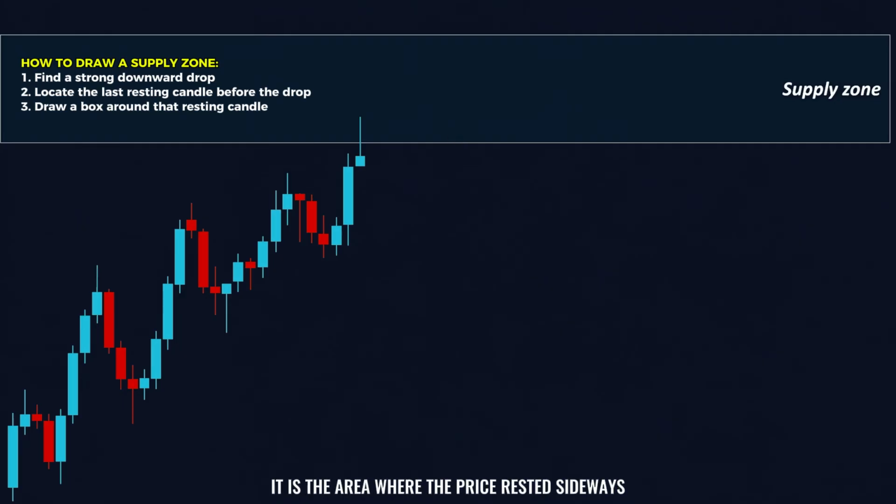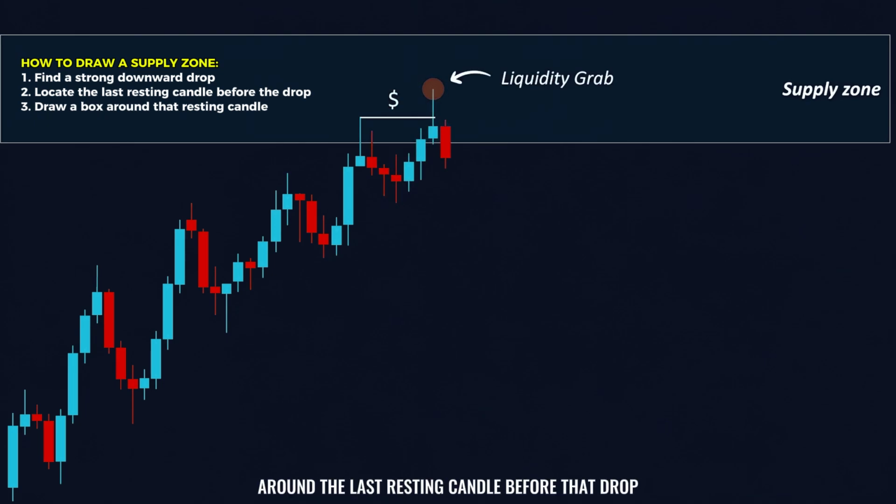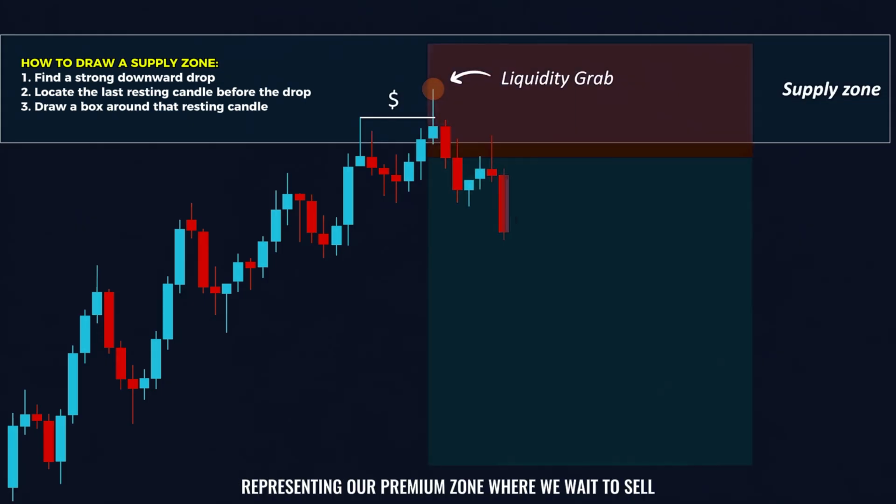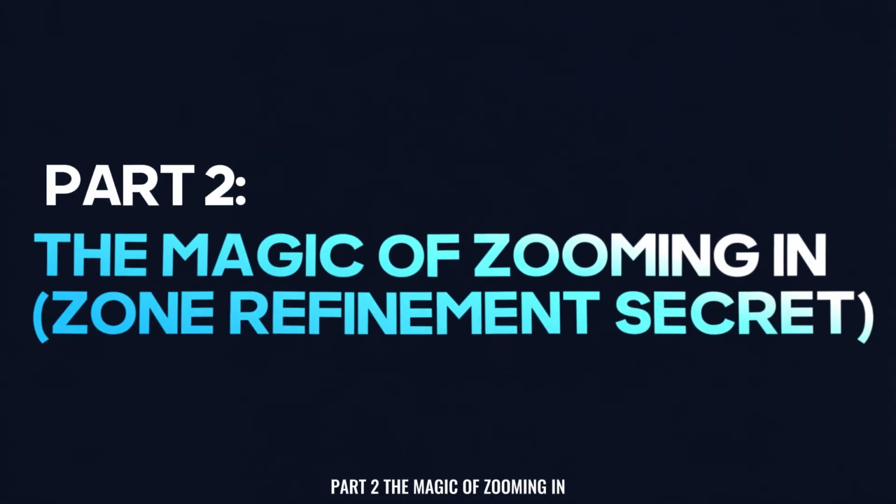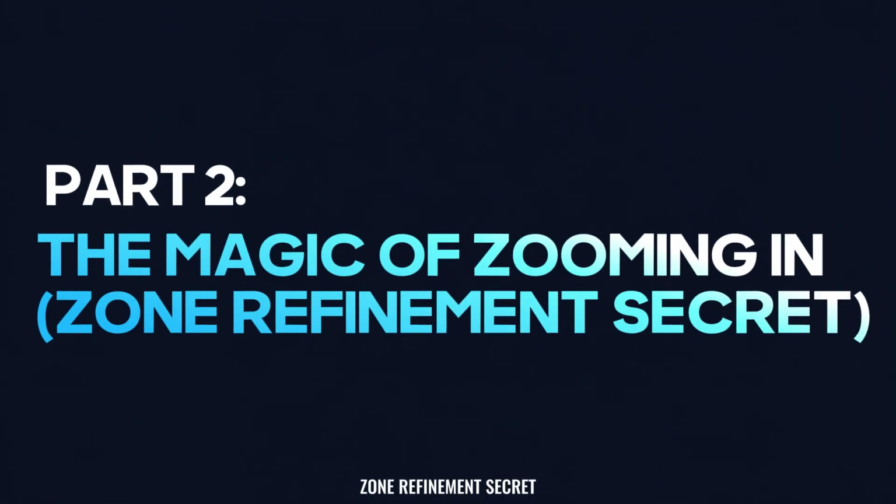It is the area where the price rested sideways before launching into a violent downward drop. We draw a box around the last resting candle before that drop, representing our premium zone, where we wait to sell. Part 2. The magic of zooming in, zone refinement secret.